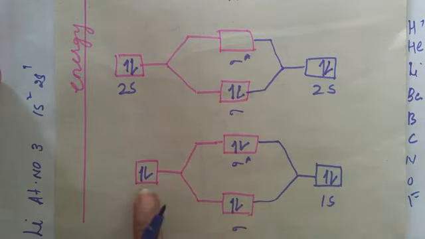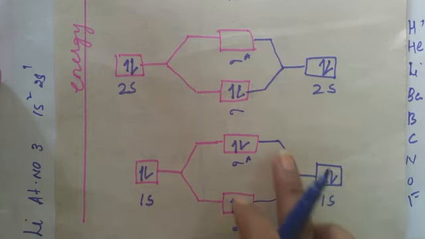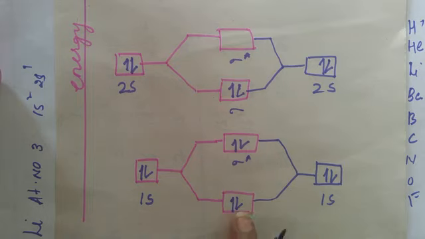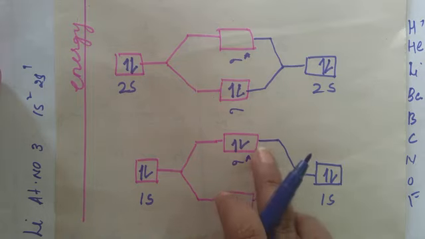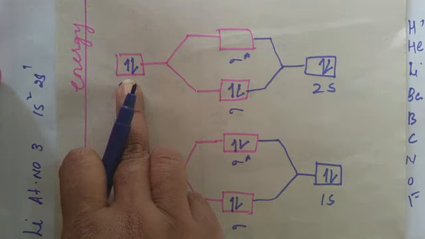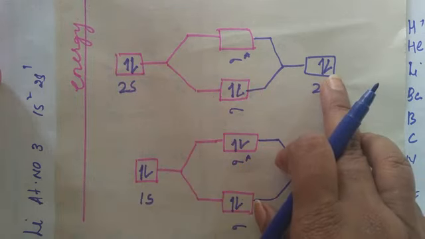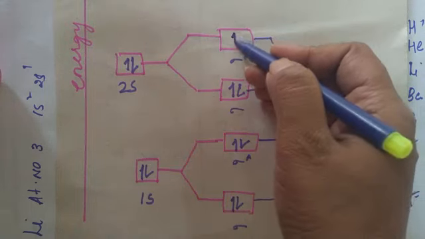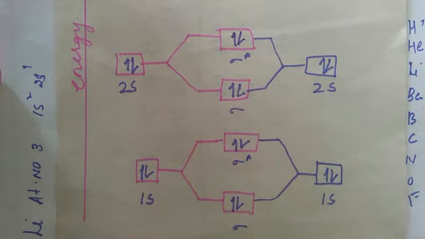So altogether how many electrons are there? 4. How many molecular orbitals are there? 2. How many can they hold? 2 each. So 2 plus 2, 4, completely filled. 1s is completely filled. How about 2s? How many electrons are here? 2. How many are here? 2. So 2 will come here. The remaining 2 will go to the anti-bonding molecular orbital.